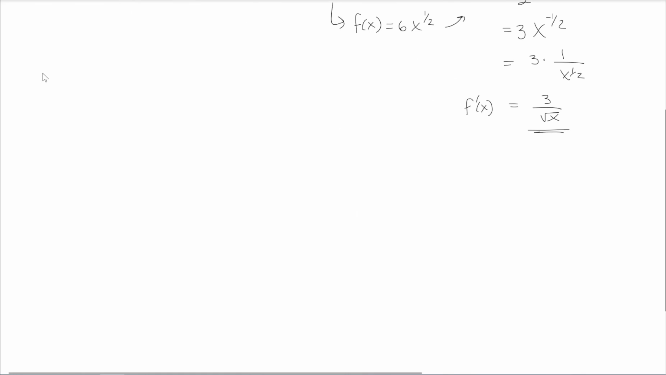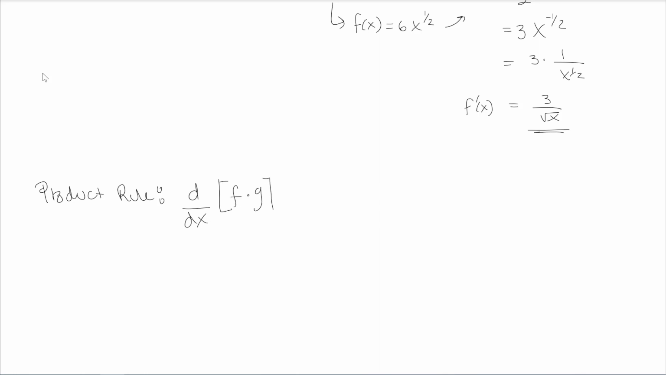The other thing that we talked about was the product rule. So the product rule is when you have the product of two functions. So if you want to find the derivative of the product of f times g, then this told us that it's the derivative of the first times the second, plus the first left alone, f times the derivative of the second. And so this is the product rule.